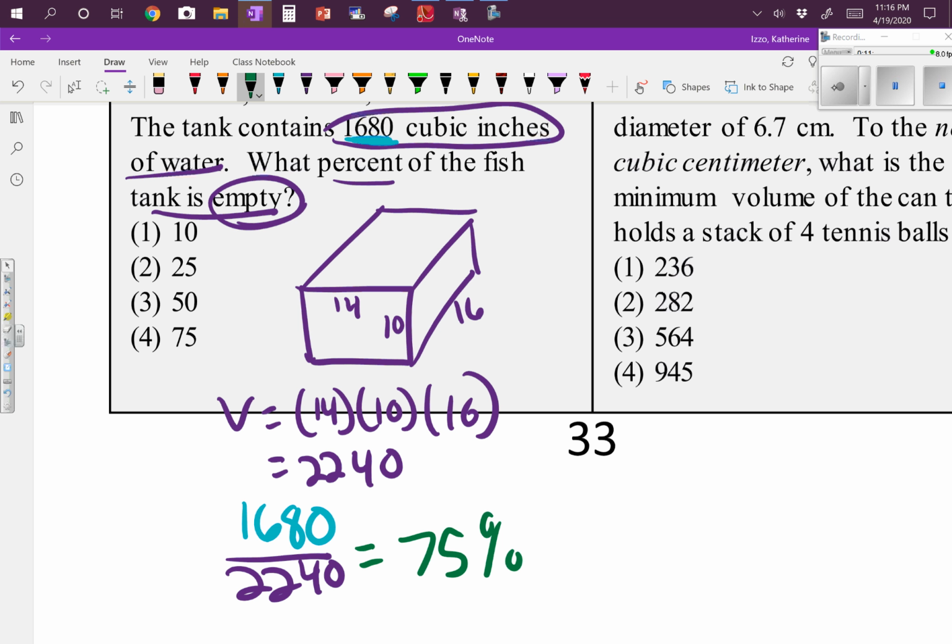It's over half. But is that the question? The question asks how much is empty. Well, if 75% of it is filled, 25% must be empty. Go figure, right, Squirrely?